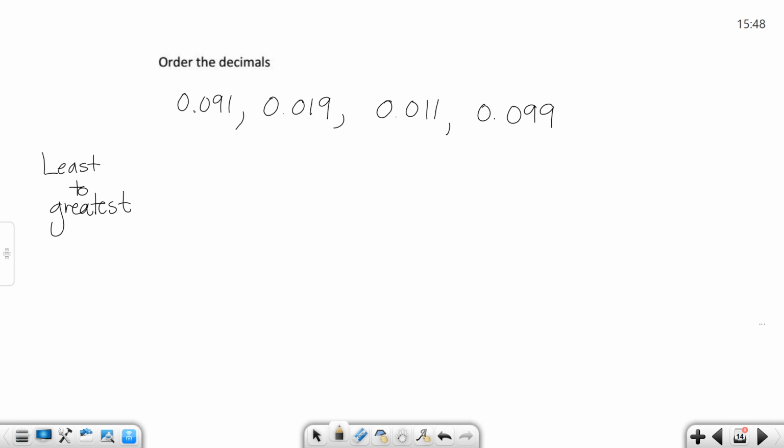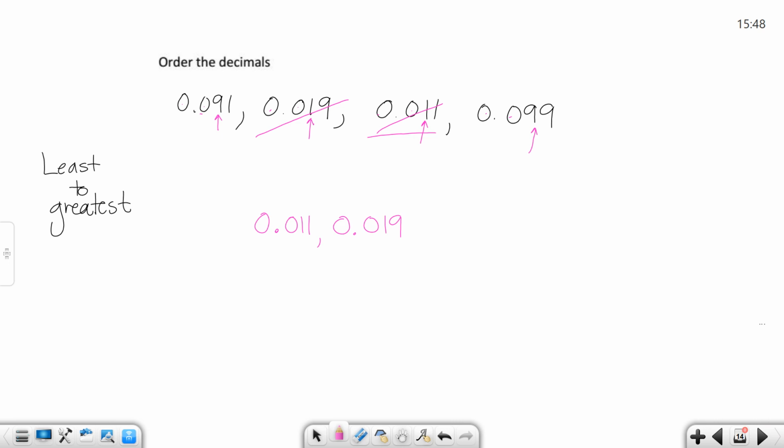So when you look at them, you have a 0.09. Let's just look at, we have 0 and 0. Okay, so they all have a 0 in the tenths position. Okay, so then we want to branch out to the hundredths position. So this hundredths has a 9, and this one has a 1, and this one has a 1, and this one has a 9. Okay, so if I'm going least, it's going to be the 2 1s. And this one is a 1 1. So that's going to be less than the 1 9.